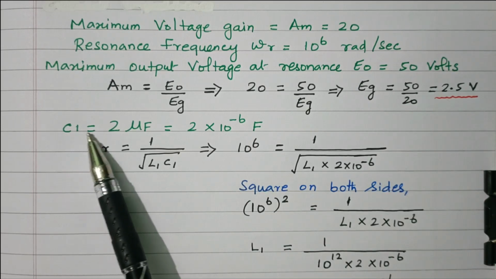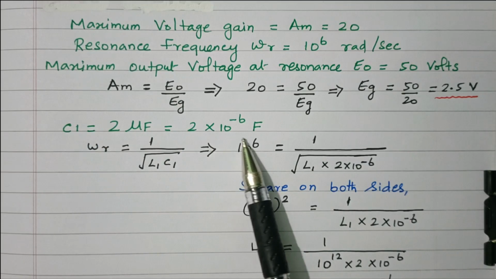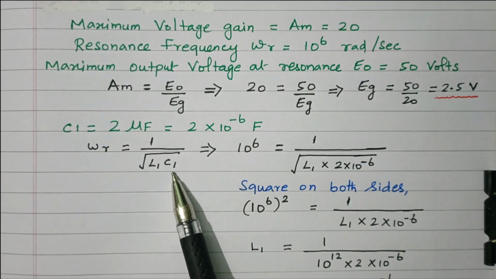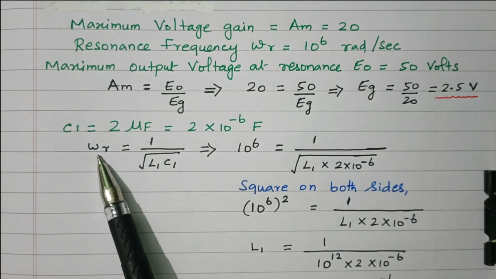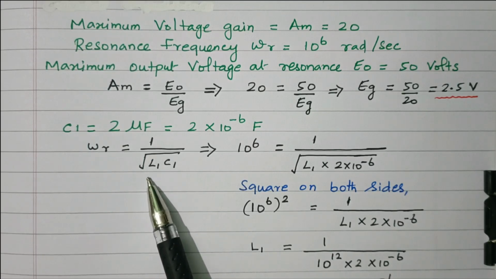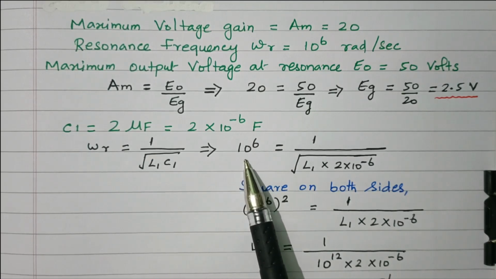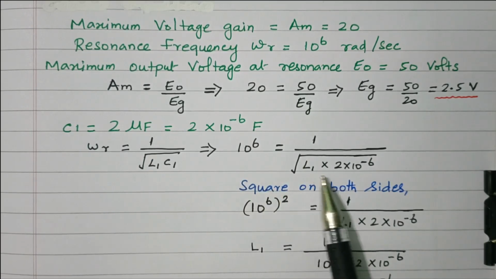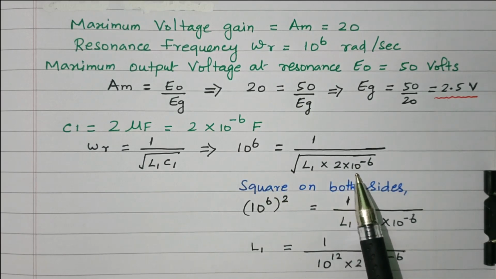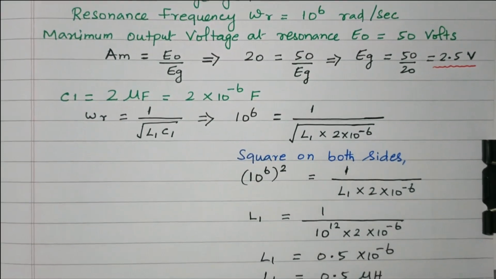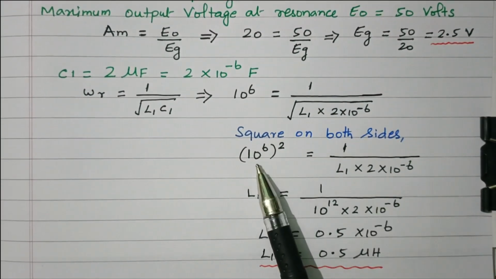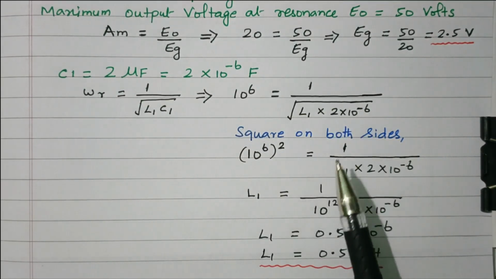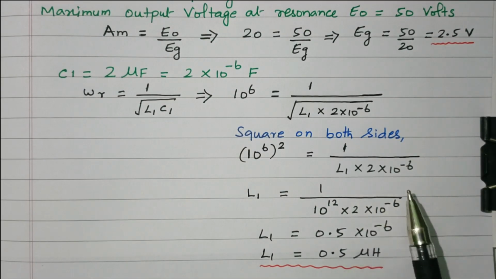The C1 value is already given, 2 microfarad, that is 2 into 10 to the power minus 6 farad. So by using this formula we can find the L1 value. C1 is available, omega R is also available. So omega R equals 1 divided by square root of L1 C1. Omega R is 10 to the power 6, equal to 1 divided by square root of L1 C1, where L1 is not available, we need to find it, and C1 is 2 into 10 to the power minus 6. Now square on both sides, so 10 to the power 6 squared equals 1 divided by L1 into 2 into 10 to the power minus 6. While taking the square, the square root disappears.